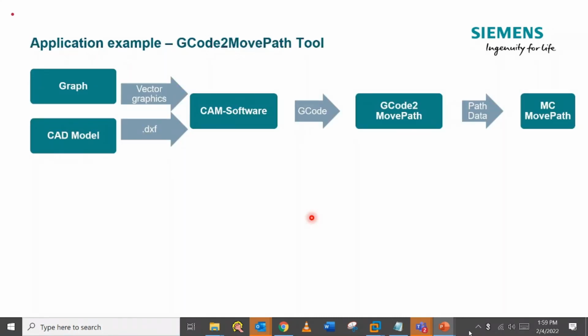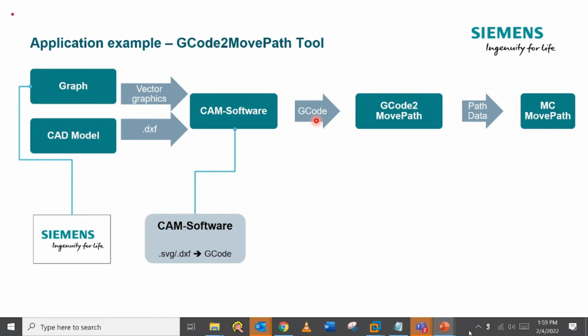And another library application example available is the Gcode to move path. Suppose you have something, let's say a Siemens engineered SVG graph, you need to convert it with the help of some third-party CAM software into Gcode format, because this library can read only Gcode, and this CAM software will convert the .svg file into Gcode.